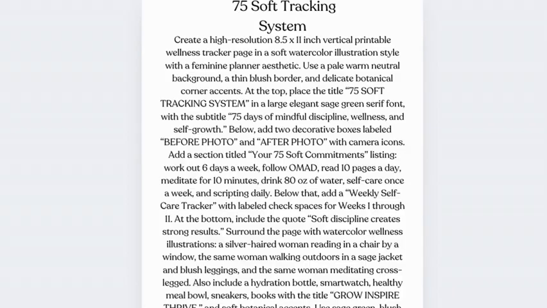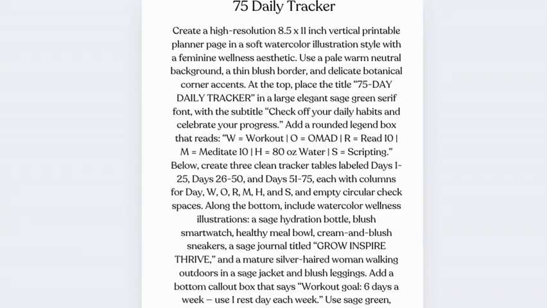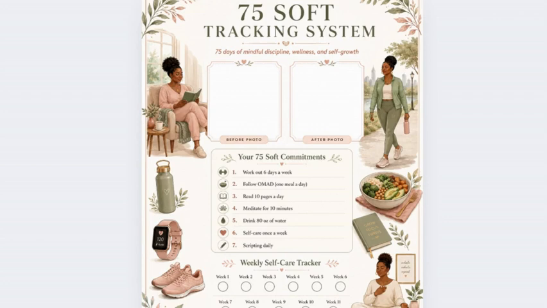Hi guys, if you are tired of looking at a blank screen, today we're talking about how to create planner prompt pages faster using AI. So let's get started.